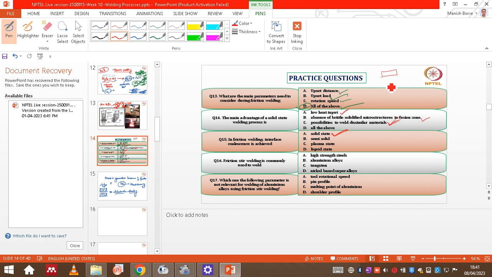Even in friction based processes like friction stir welding, it is possible to join dissimilar materials, because at the interfaces we are not melting. The amount of intermetallic formed, mainly in the case of aluminum and iron welding, the intermetallic is Al3Fe. That will still form in friction welding processes, but it can be minimized compared to fusion welding processes, right?